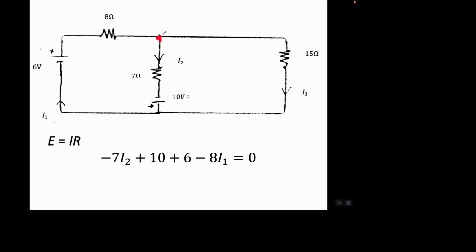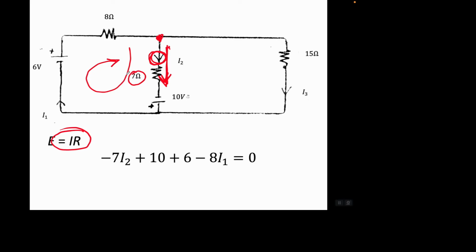Starting here, the sum of the voltage changes is going to be negative 7I2 plus 10 plus 6 minus 8I1, and that will equal 0. Here's why. We're going to go through the loop like this. So we're passing through the resistor in the direction of the current, the same as the indicated direction of the current. That leads to a voltage drop. Using E equals IR, the voltage drop is going to be I, which is the current, I2, times R, the resistance, 7 ohms. So E equals IR is 7I2, and it's negative 7I2 because we're passing in the same direction as the indicated direction of the current.